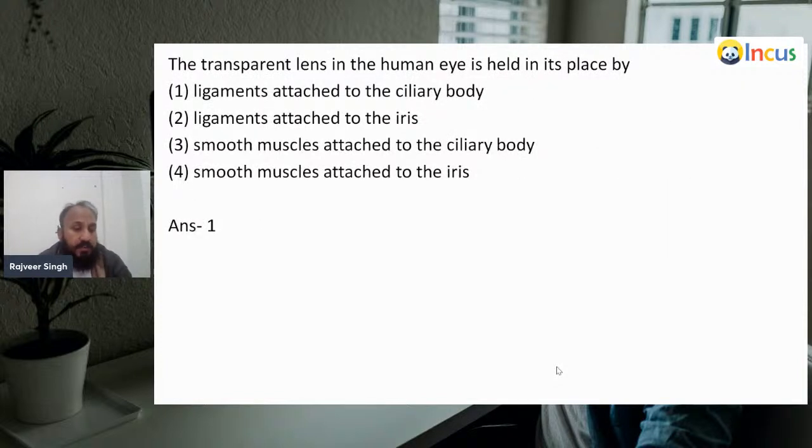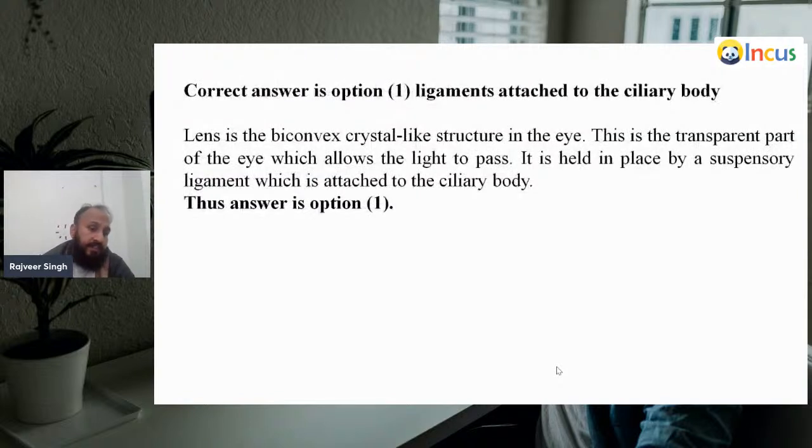The next question is about the transparent lens in the human eye, which is held in its place by: ligaments attached to the ciliary body, ligaments attached to the iris, smooth muscles attached to the ciliary body, or smooth muscles attached to the iris. The answer will be the first: ligaments attached to the ciliary body. This one will be right.